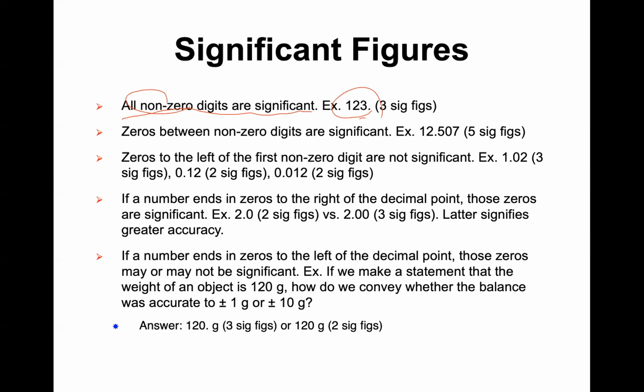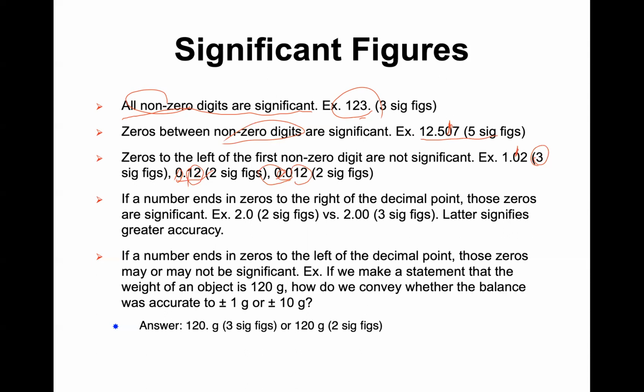Now we will look at the zeros. Zeros between non-zero digits are significant, like this 0. That's significant, so there are 5 significant figures in total. Zeros to the left of the first non-zero digit are not significant. This one is significant, so we have 3 significant figures, but this 0 is not significant. Even though you have 3 places, we only count 2. Likewise here, no matter how many zeros you have, those are not significant. You still have 2 significant figures.